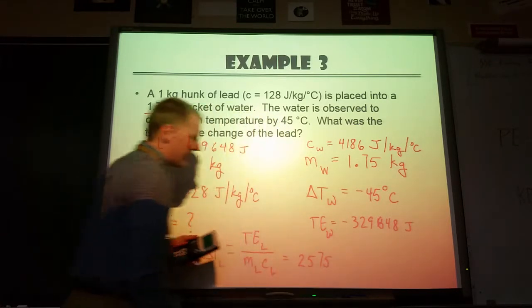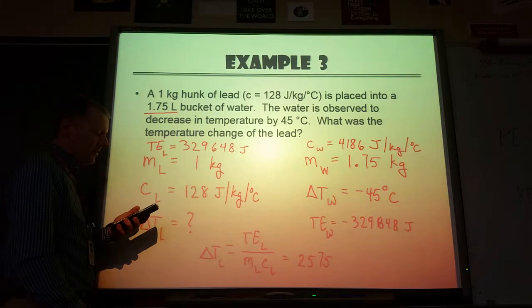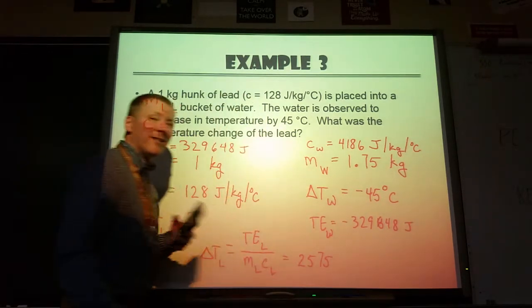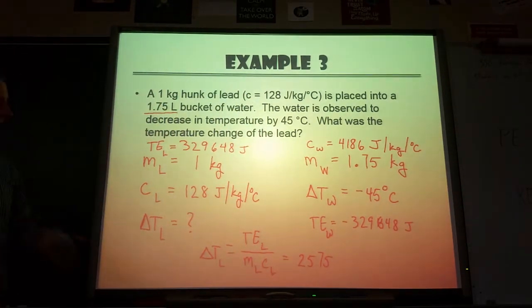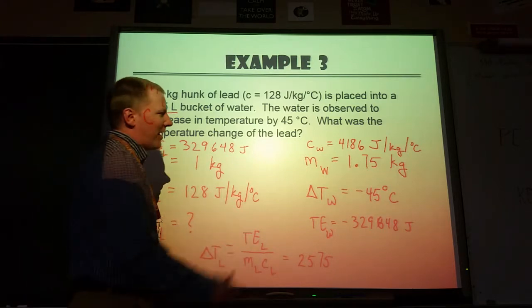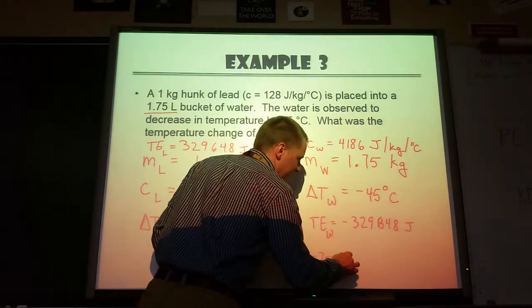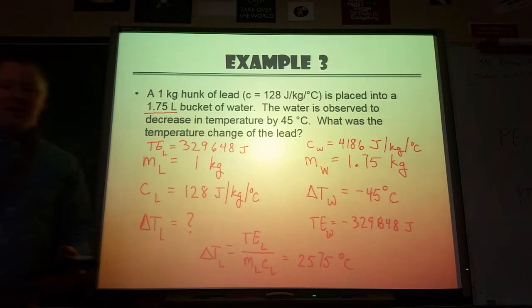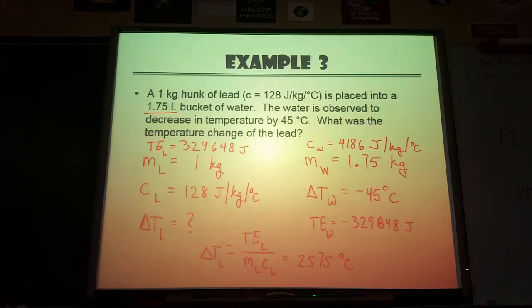2,575. What units would that be? Joules. No, it's degrees Celsius. So if we divide these out, we would get degrees. Super high. Does anyone see anything wrong with that?